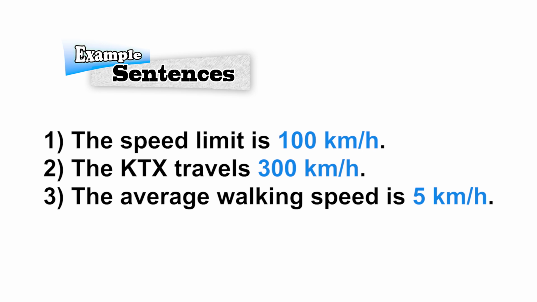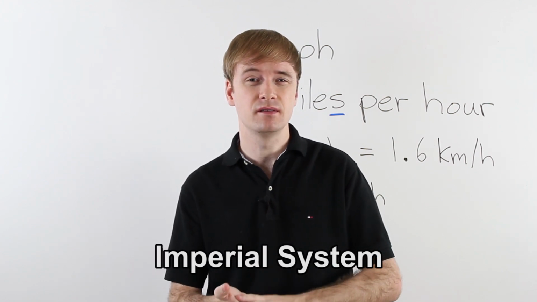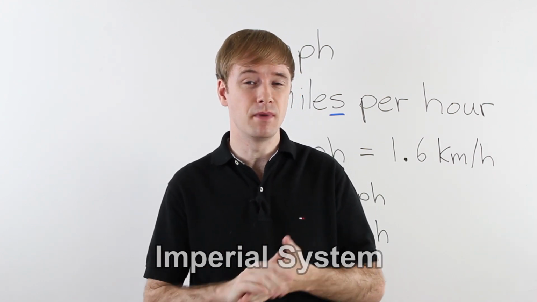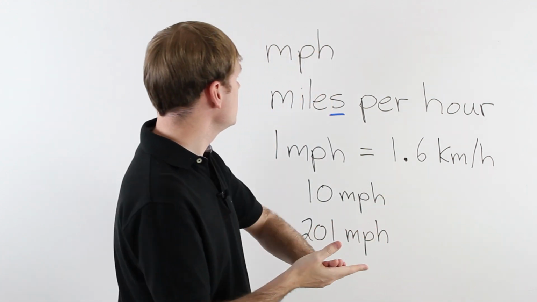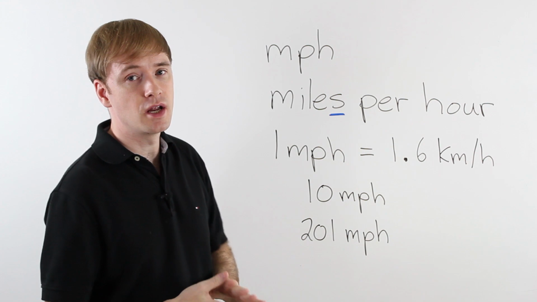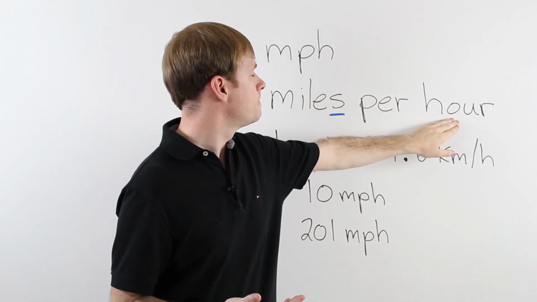And the last example, the average walking speed is 5 kilometers per hour. Okay, let's talk about the imperial system. Again, the imperial system is commonly used in America, and you might see it in England too. They're going to use mph. Now, mph, of course, miles per hour.